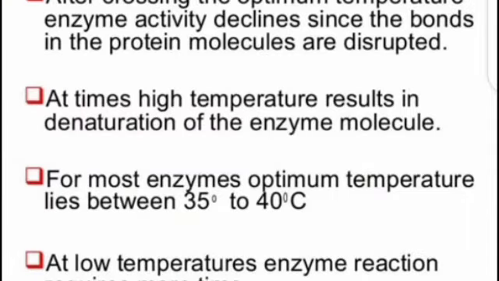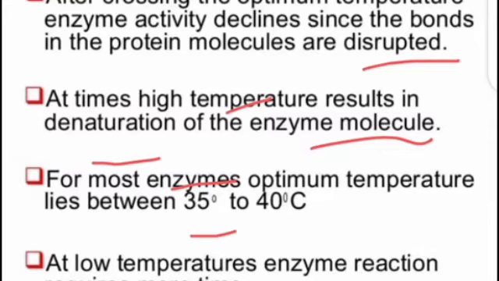After crossing the optimum temperature, enzyme activity declines, since the bonds in the protein molecule are disrupted. At times, high temperature results in denaturation of the enzyme molecule. For most enzymes, the optimum temperature lies between 35 and 40 degrees Celsius. At low temperature, enzyme reactions require more time.